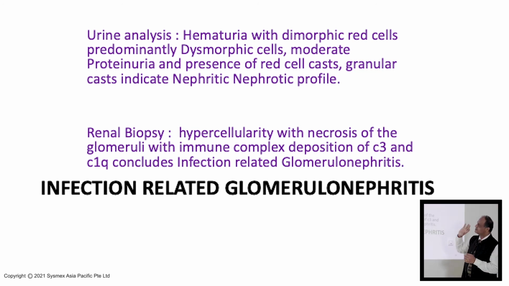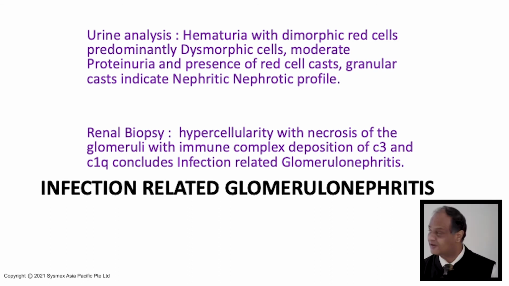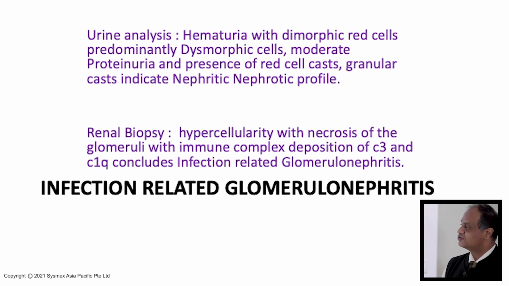So the urine analysis shows predominantly dysmorphic RBCs. You have a dimorphic picture, though you have moderate proteinuria. The presence of red cell cast and granular cast indicates a nephritic profile. Renal biopsy shows hypercellularity with necrosis of the glomeruli. Immune complex deposition of C3 and C1Q concludes that it's an infection related glomerulonephritis.